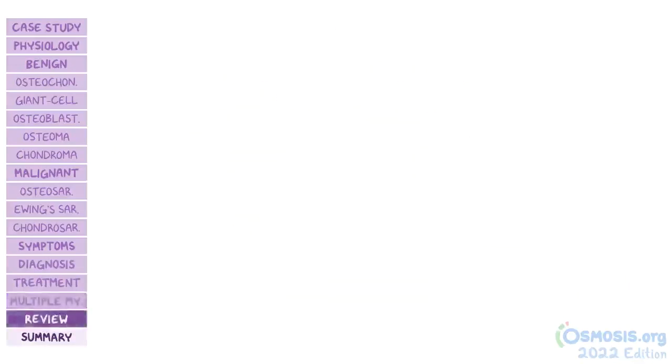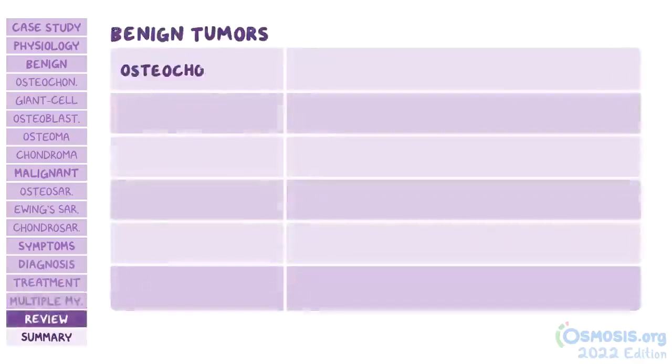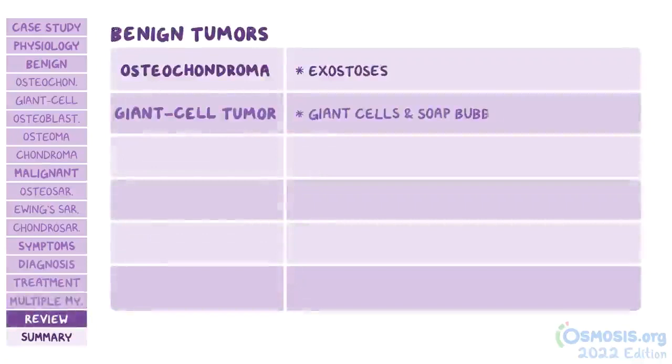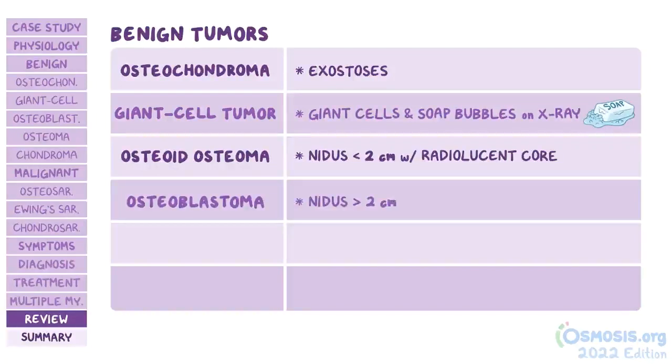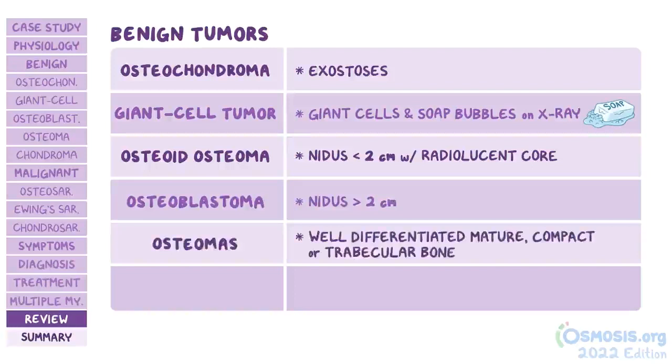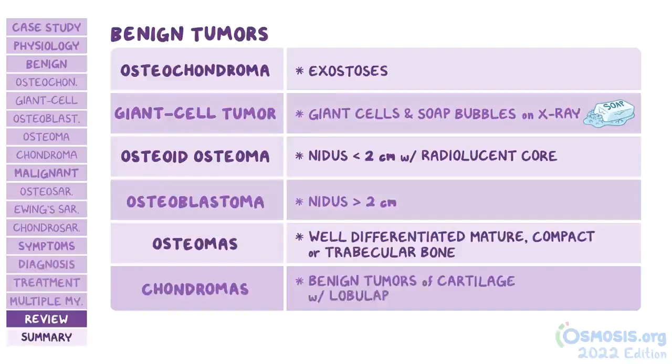Alright, as a quick recap. Benign tumors include osteochondroma, which presents with exostoses, giant cell tumor, which has giant cells and looks like soap bubbles on X-ray, osteoid osteoma, characterized by a nidus less than 2 cm with a radiolucent core, osteoblastoma, whose nidus is greater than 2 cm, osteomas, which consist primarily of well-differentiated mature, compact, or trabecular bone, and chondromas, which are benign tumors of cartilage, with a lobular growth pattern.